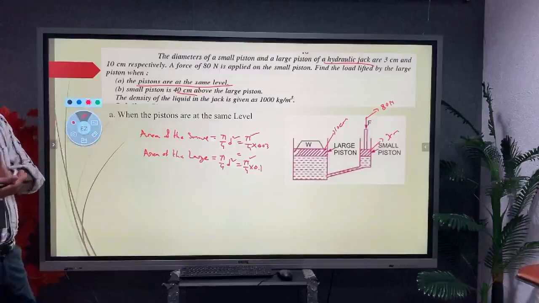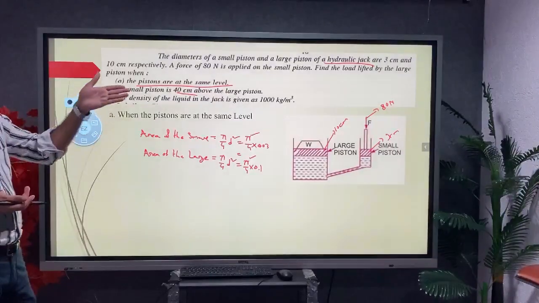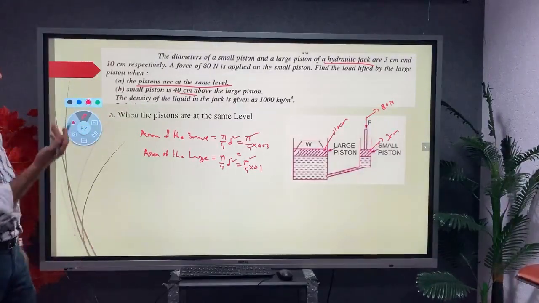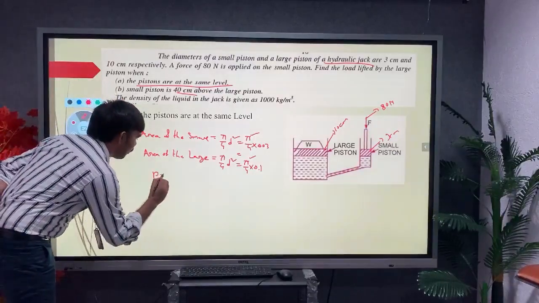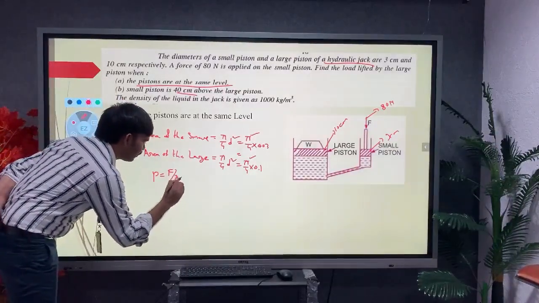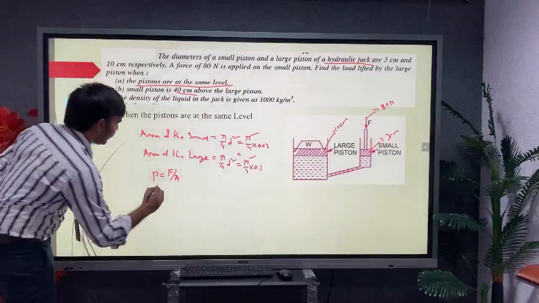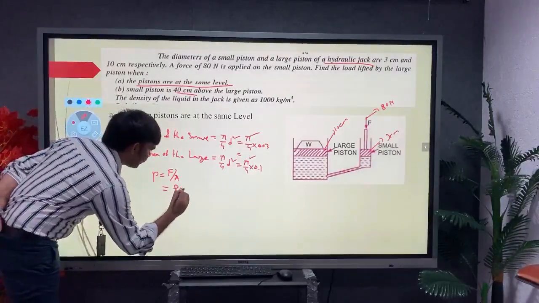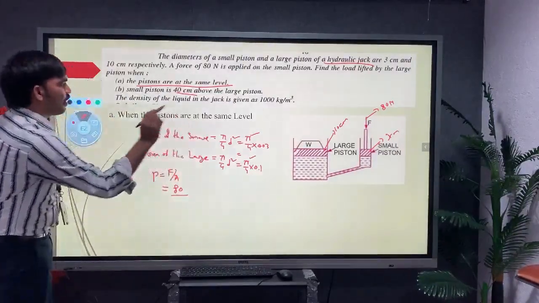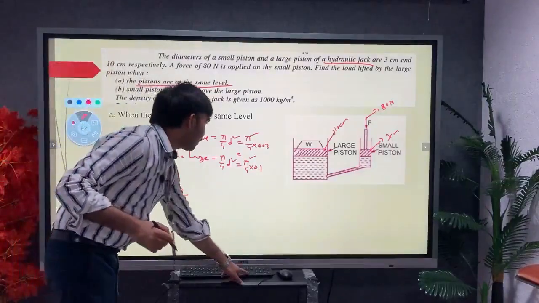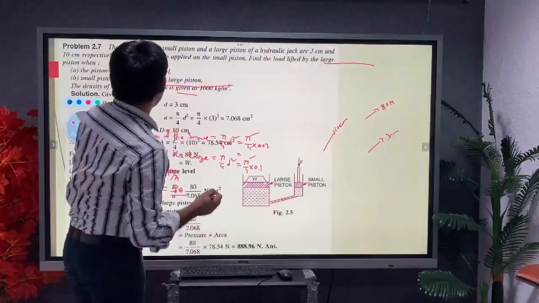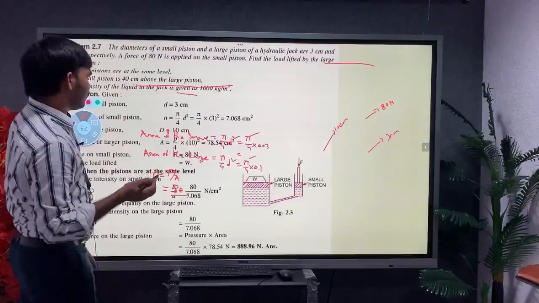So what is the pressure intensity created by the 80 newtons when you apply it on the small piston? Pressure is force per unit area, right? What is the force? 80 newtons. What is the area? Pi by 4 into 0.03 squared. How much is it? 7.068.